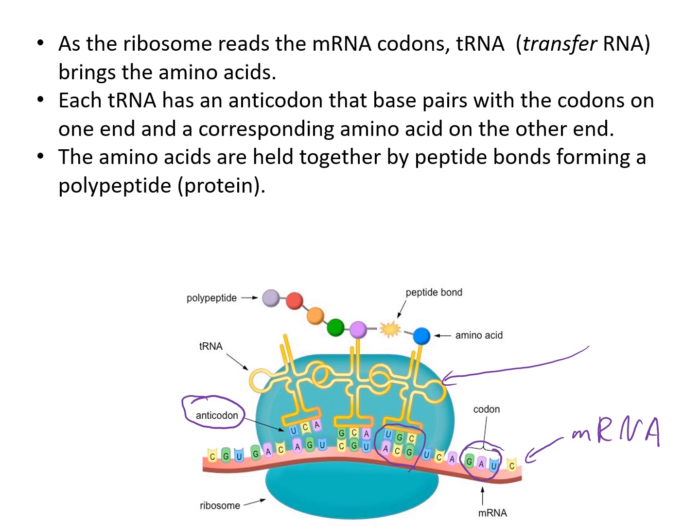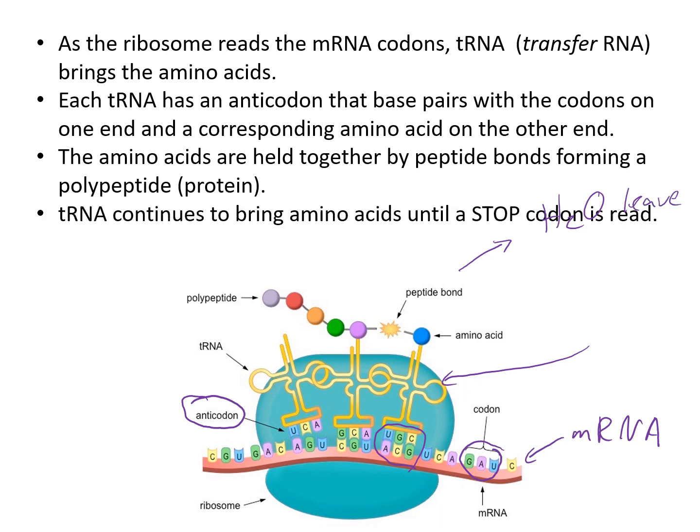And the amino acids are held together by peptide bonds, forming a polypeptide. We talked about what a peptide bond is earlier. A peptide bond means that water leaves, and it allows 2 amino acids to stick together. So transfer RNA continues to bring in amino acids until a stop codon is read. At the very end of messenger RNA is a stop codon, so that the ribosome knows that's the end of building a protein. It knows that we're not going to add any more amino acids to this protein.